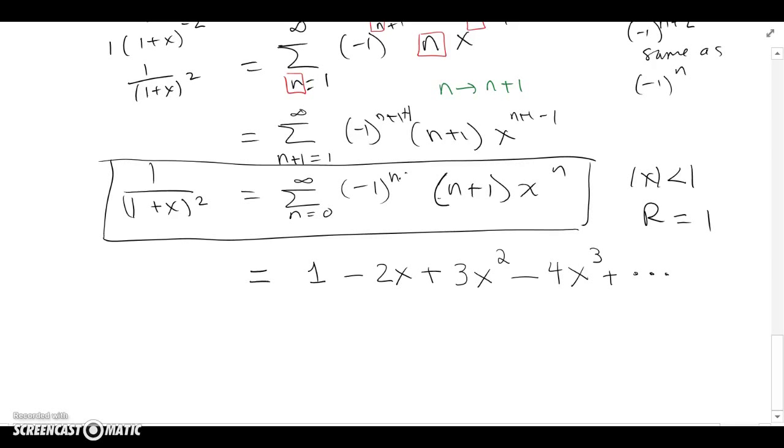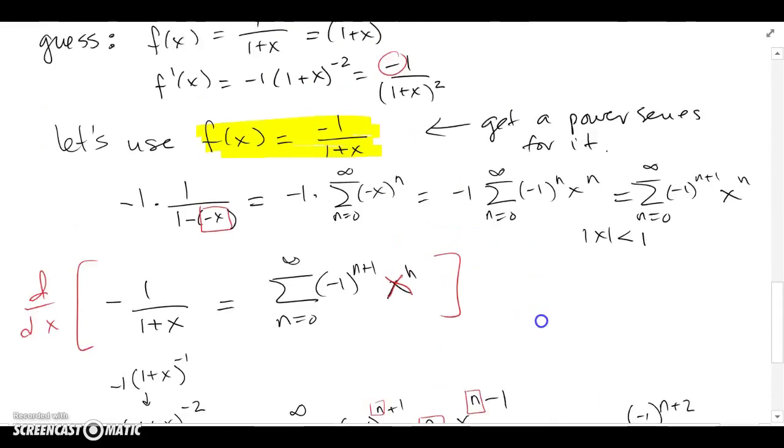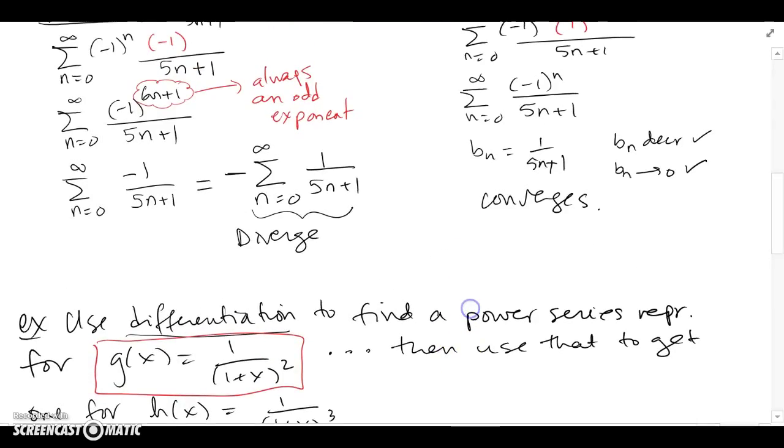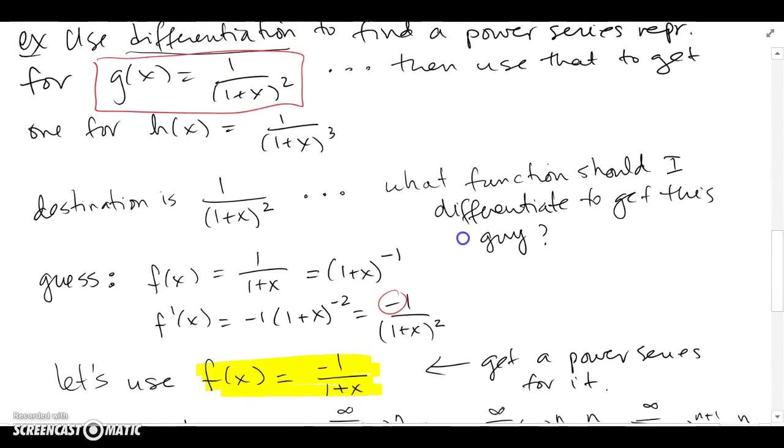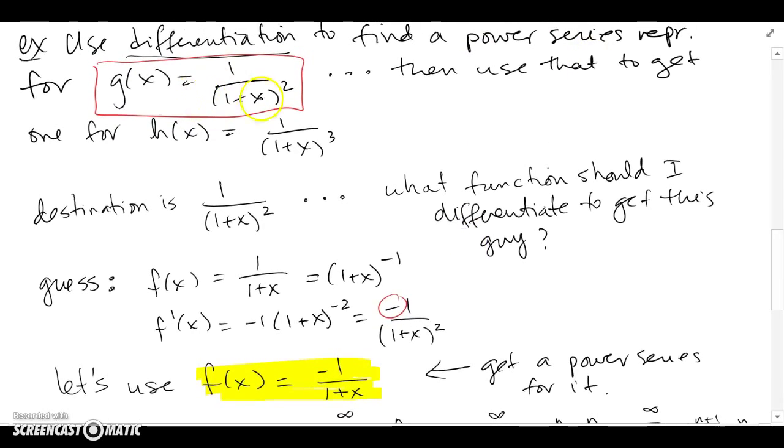Okay, let's pick up where we left off with the previous video. We did the first part of this problem, where it said use differentiation to get a power series for this guy, and then use that result to get a power series for this guy. So we're going to focus on getting a power series for this guy, with a destination here from the power series for this guy.